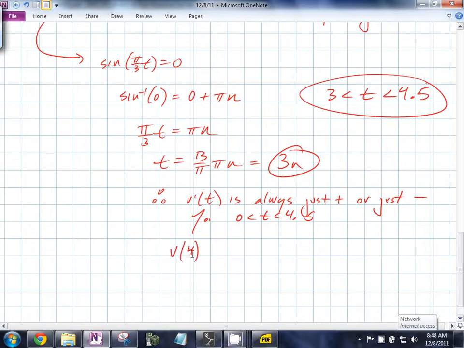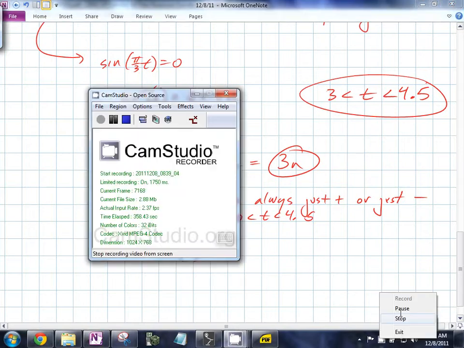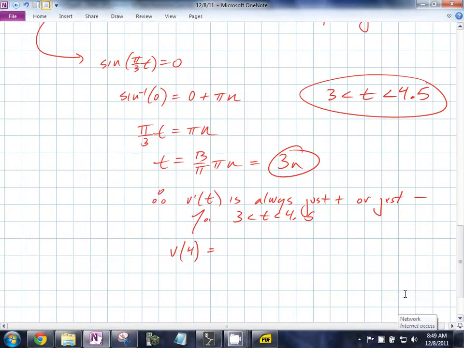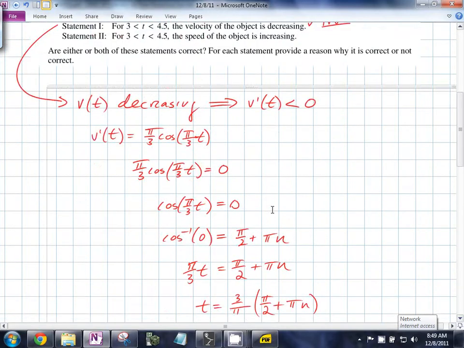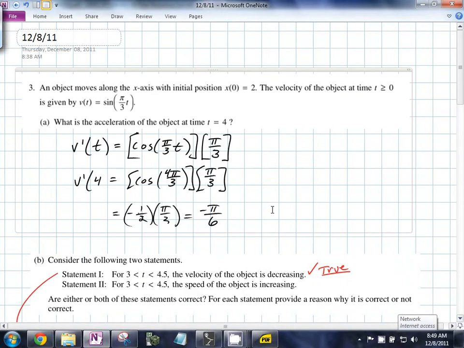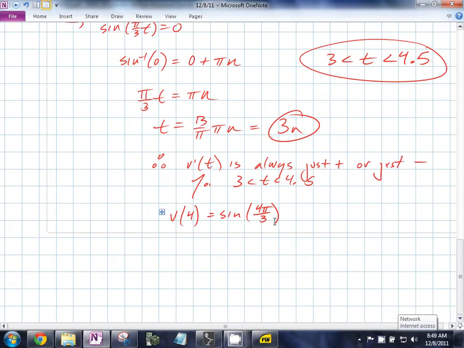Okay, so what's v of 4 going to be? That's going to be sine of 4 pi over 3. Did we already do that? Did you have to do sine of 4 pi? Oh, you did do cosine, okay. So what is sine of 4 pi over 3? So that's pi over 3 plus another fourth. So is it going to be root 2 over 2? You sure?